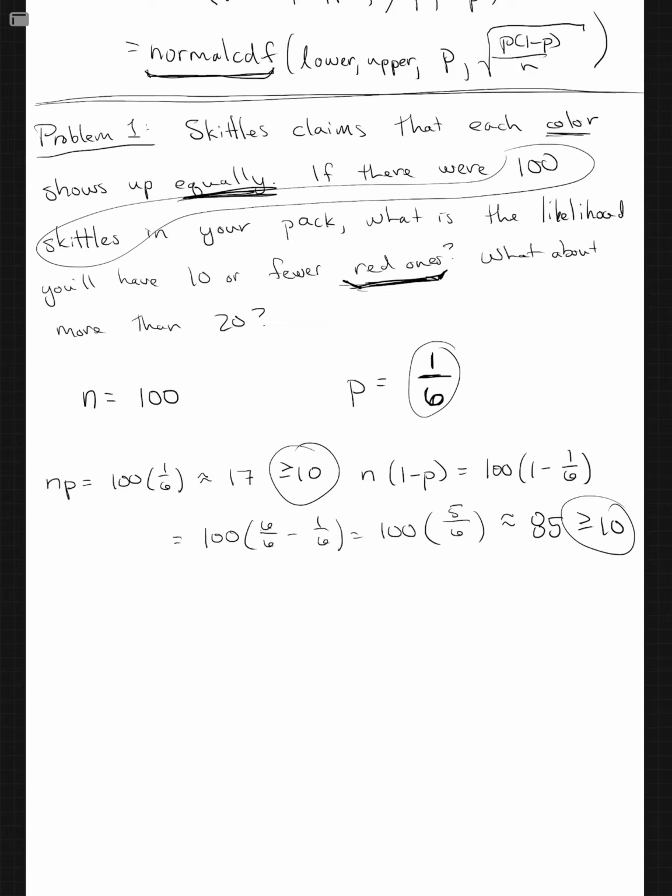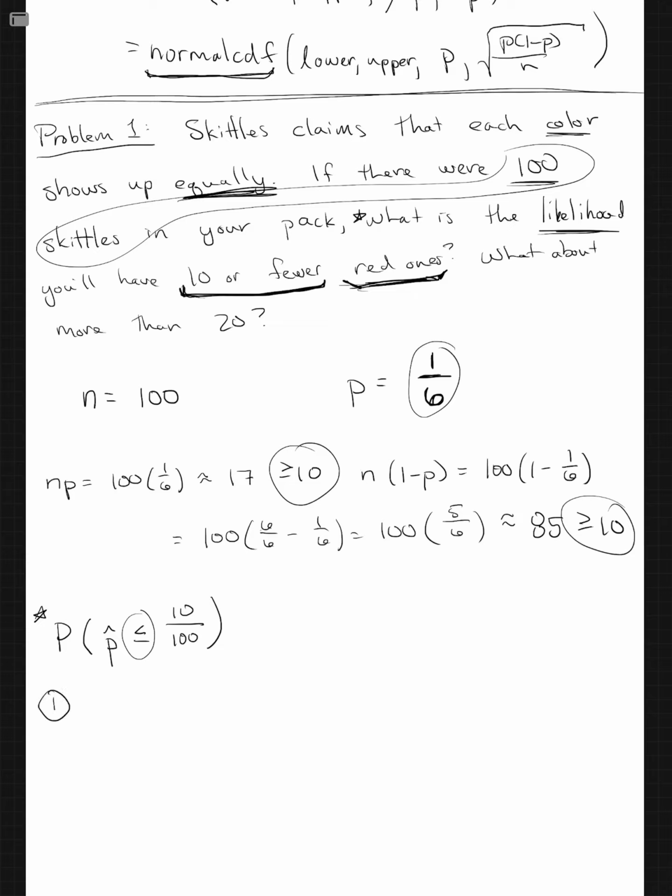Right. So the first question: we're asking for what's the probability, that's what likelihood means, that our proportion of red ones is going to be less than 10 out of 100. So we have 100 Skittles. We want to know what's the likelihood that we get 10 or fewer of them be red. So that's saying that the proportion is less than 10 out of 100.